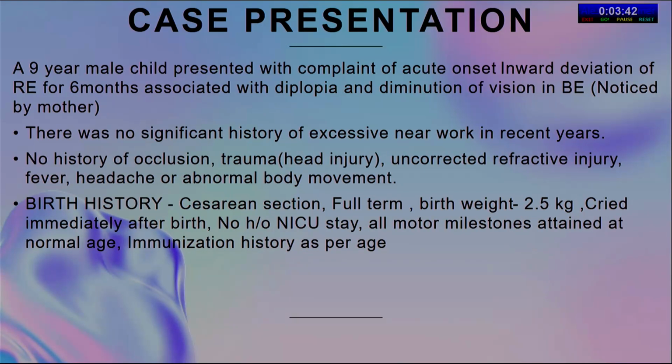Coming to the case presentation, a 9-year-old male child presented to the AIIMS Rishikesh OPD with acute onset inward deviation of the right eye for 6 months, associated with diplopia and diminution of vision. This history was given by his mother. There was no significant history of near work or excessive screen usage, no history of occlusion therapy or uncorrected refractive error. Birth history was within normal limits.